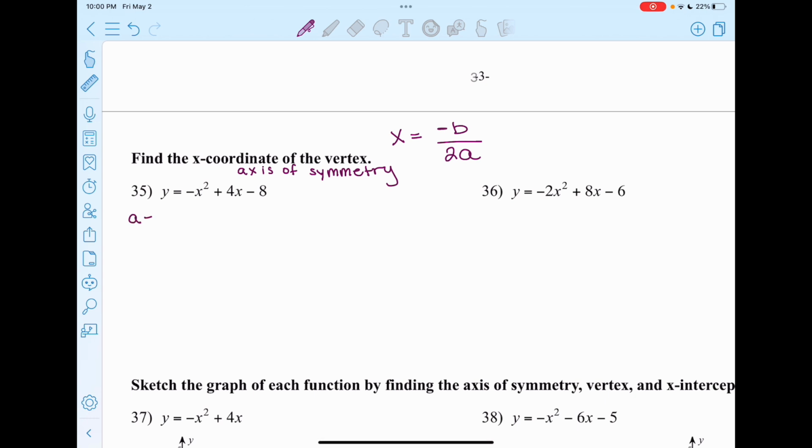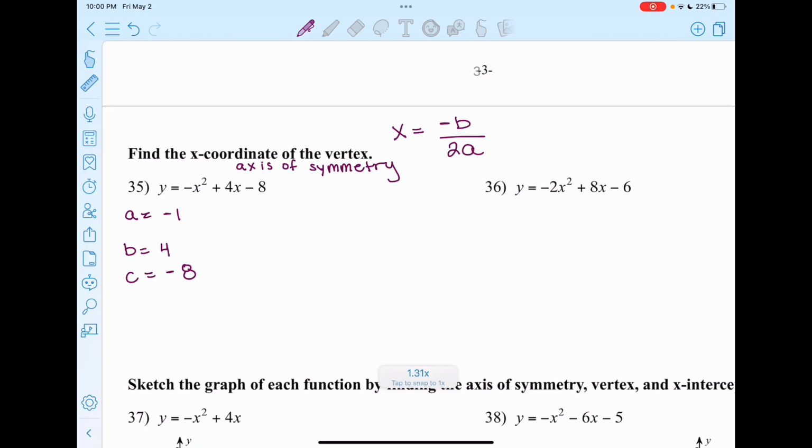So labeling my a, b, and c, my a is negative 1, my b is 4, and my c is negative 8. And I'm plugging in my values. So negative b means negative 4, divided by 2 times a, which is negative 1. So I'll have negative 4 on top. 2 times negative 1 is negative 2. And negative 4 divided by negative 2 is 2.